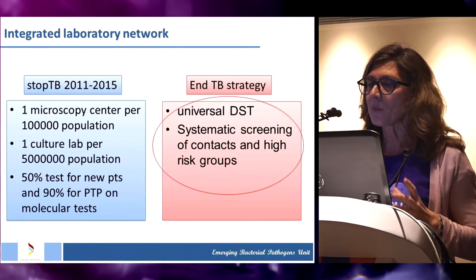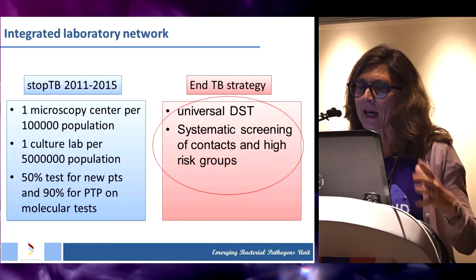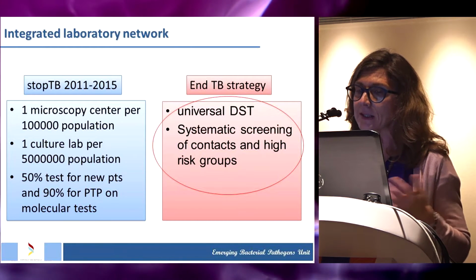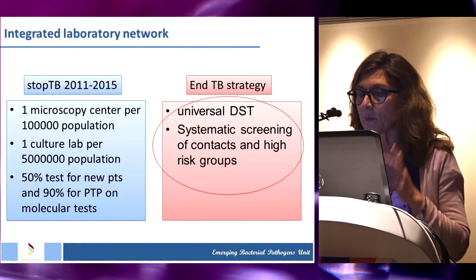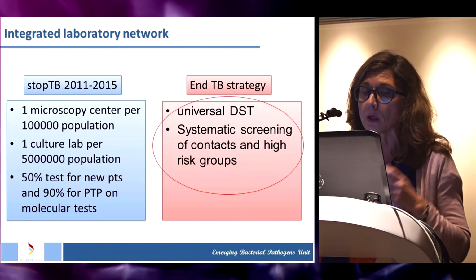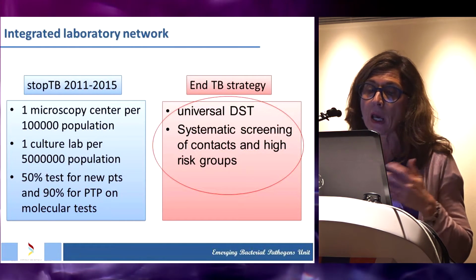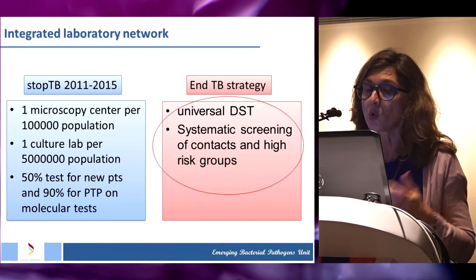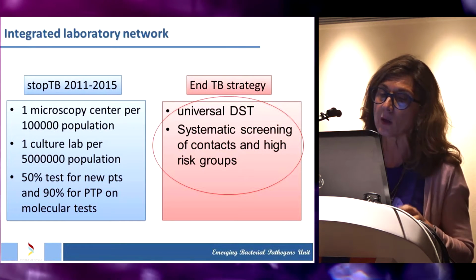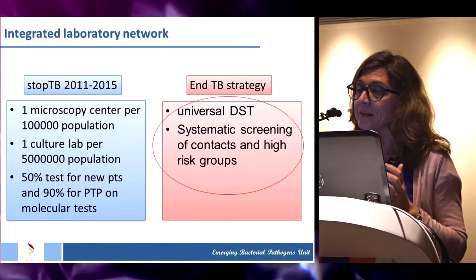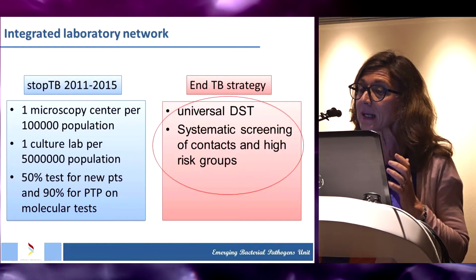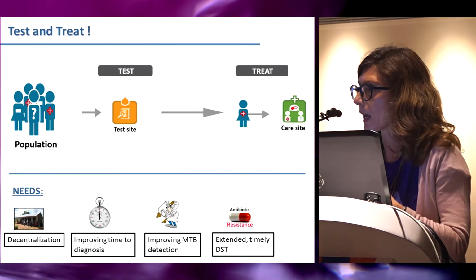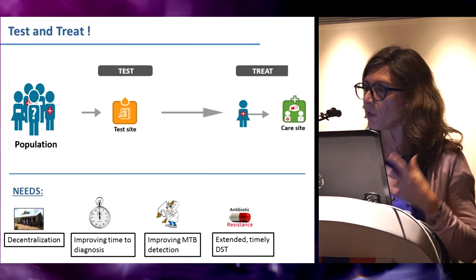The integrated laboratory network is also evolving under the WHO recommendation. In the Stop TB plan 2015, which is ending this year, they were calling for 1 microscopy center per 100,000 population, 1 culture lab for 500,000, and then 50% of the new patients and 90% of the previously treated with molecular tests. But now the End TB strategy is calling for universal DST. And universal DST, of course, will probably be molecular on the first approach, but we are not forgetting the role of the cultures.